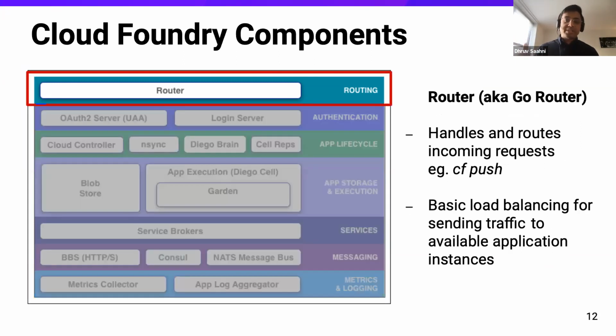So let's start with the first layer of Cloud Foundry and then go down that stack. The very first layer is the routing layer. And in this layer, you have the router, also known as the Go router. Its main purpose is that it handles and routes incoming requests. And these requests can be developers pushing apps, so that CF push command, for example, or it can even be operators performing administrative tasks, or it can even be your end users, right? Actually accessing the applications on a specific Cloud Foundry deployment. All these routes essentially go through the Go router.